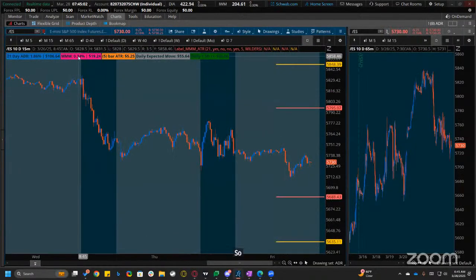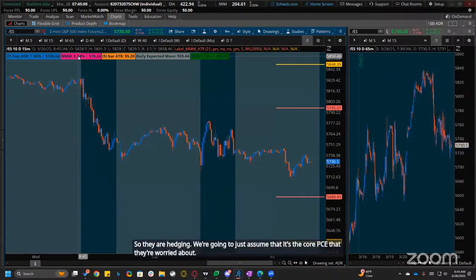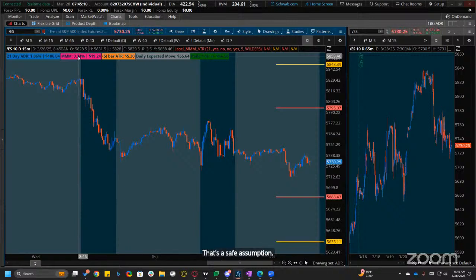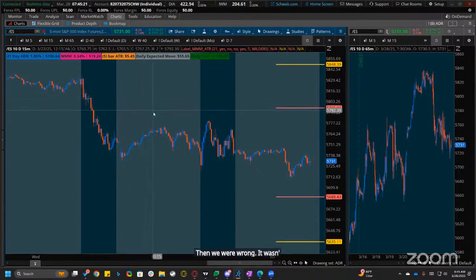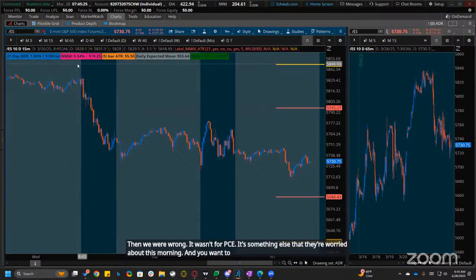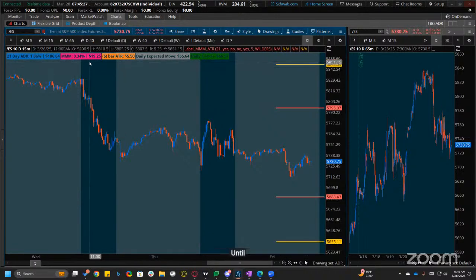So they are hedging. We're going to just assume that it's the core PCE that they're worried about. That's a safe assumption. If after 8:30, the market maker move does not begin to fade, get smaller, and finally disappear, then we're wrong. It wasn't core PCE. It's something else that they're worried about this morning. And you want to continue to keep your eye on it until it begins to fade out and disappear.